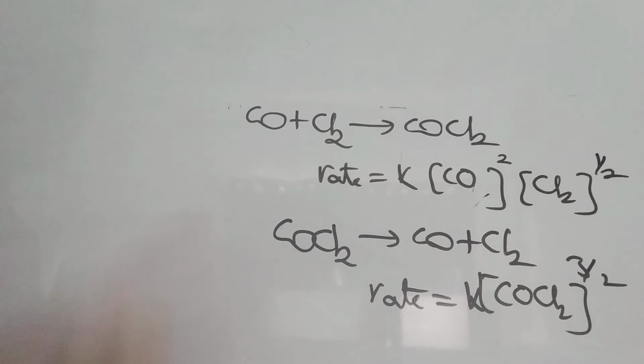Very special case. CO plus Cl2 gives COCl2. Rate is equal to K into [CO] to the power 2 and [Cl2] to the power 1 by 2. If you take the decomposition of COCl2 to give CO plus Cl2, then rate is equal to K into [COCl2] to the power of 3 by 2, or you can say 1.5. So all these are practically determined. We can't say by seeing the equation.